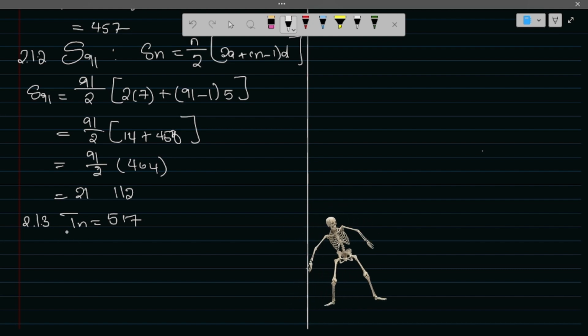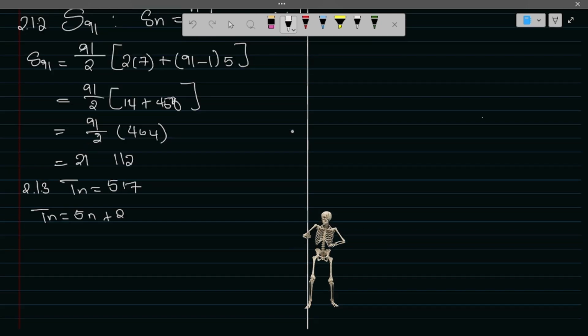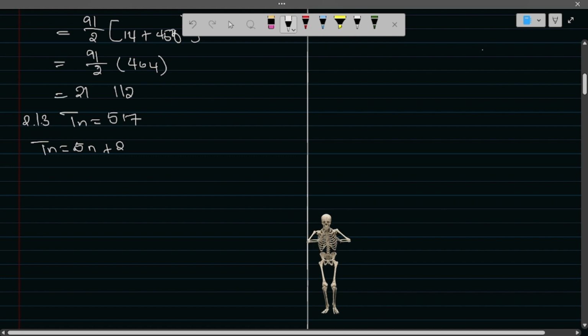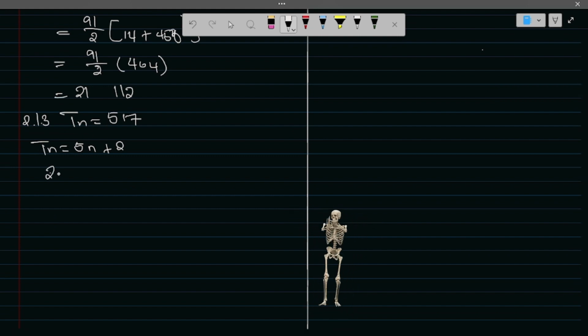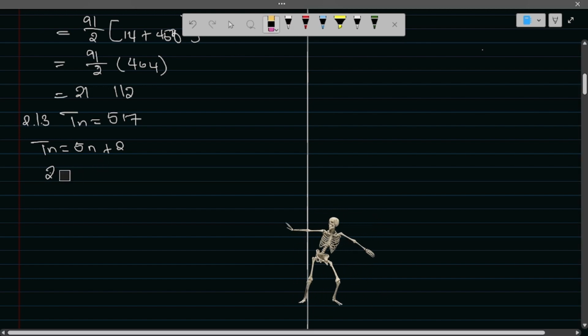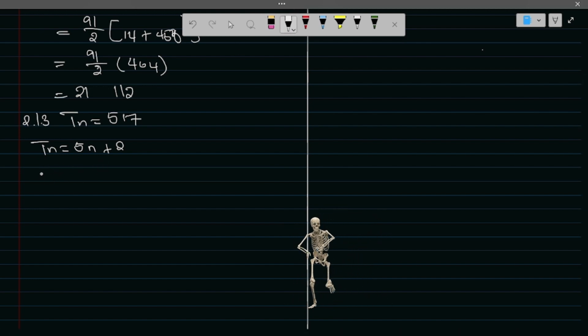So now it says you should calculate the value of n. We already know our equation. Our Tn equation says 5n plus 2. Given that Tn is equal to 5n plus 2, you substitute that 517 for Tn. So it's going to be 517 is equal to 5n plus 2.